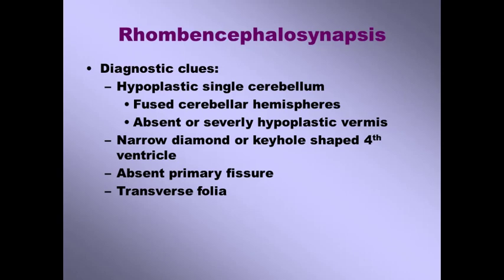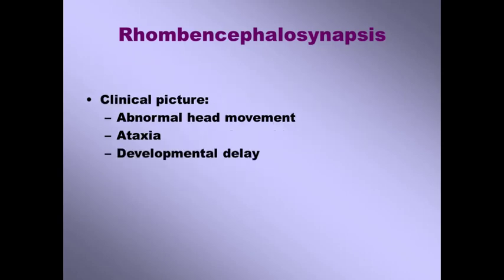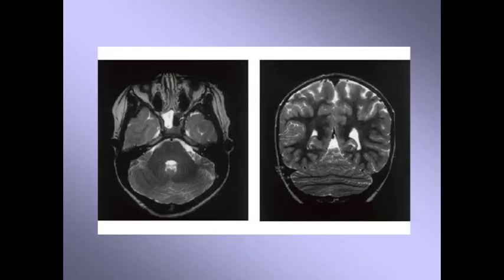Rhombencephalosynapsis. Diagnostic clue: hypoplastic single cerebellum, fused cerebellar hemispheres, absence or severely hypoplastic vermis, narrow diamond or keyhole shaped fourth ventricle, absent primary fissure, transverse folia. Clinically speaking, abnormal head movement, ataxia, developmental delay. You can see how thickened the cerebellar folia are and the fused cerebellar hemispheres.